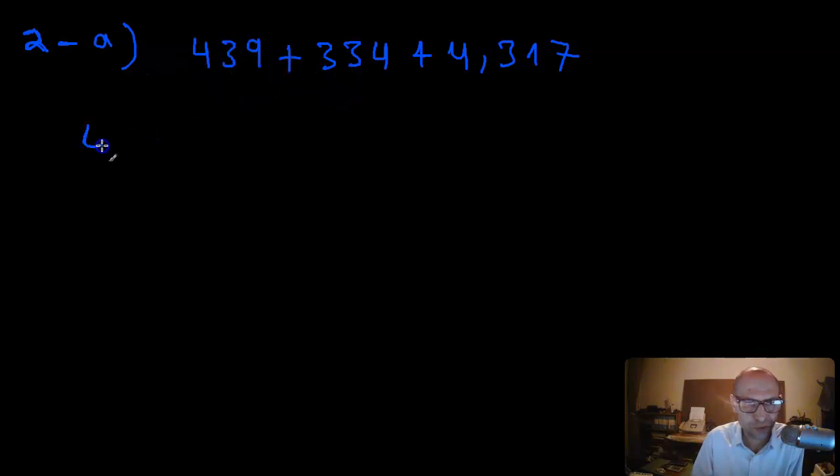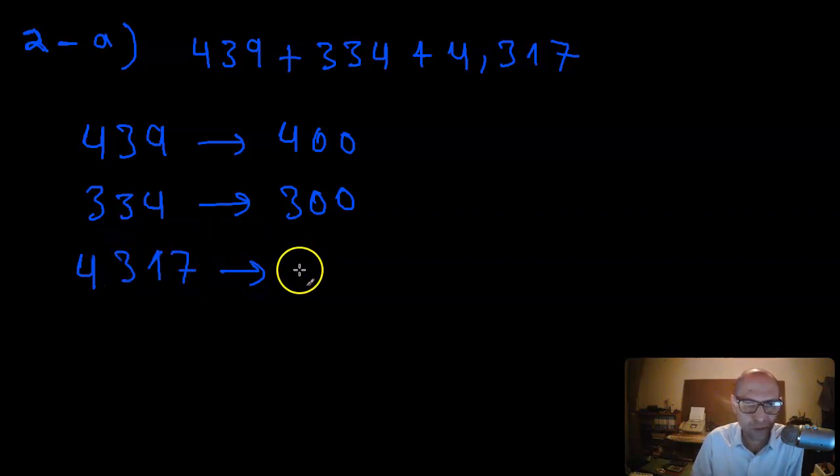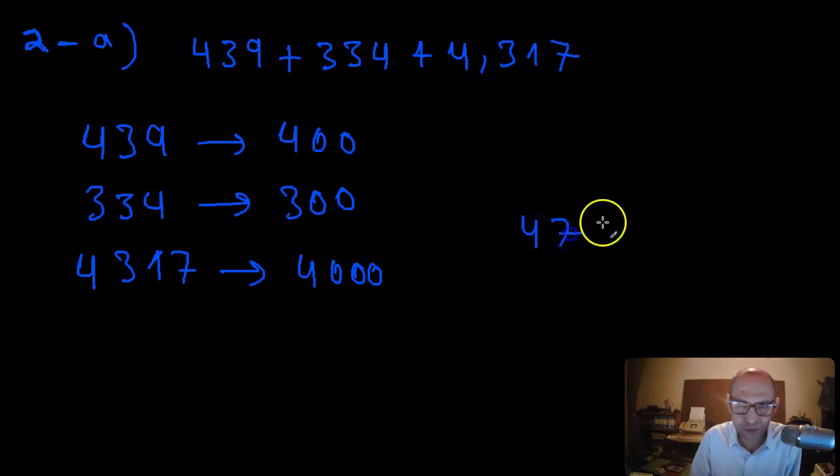Meaning that, for example, 439, I can just simply round it to 400. 334, I can round it to 300, and 4,317, I could even round it to maybe even a 4,000, to get essentially a rough estimate, okay? And now I can just simply say that 4,000 plus 300 plus 400 is 4,700. So I don't even have to do any calculations. I could even do the calculation in my head.